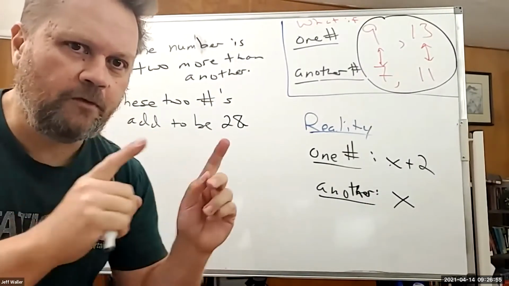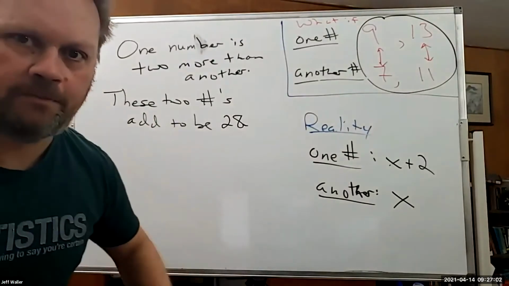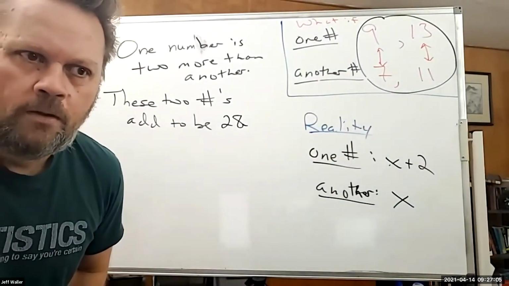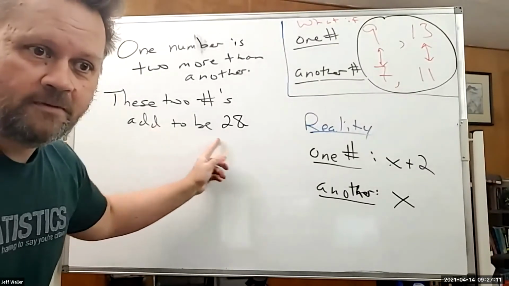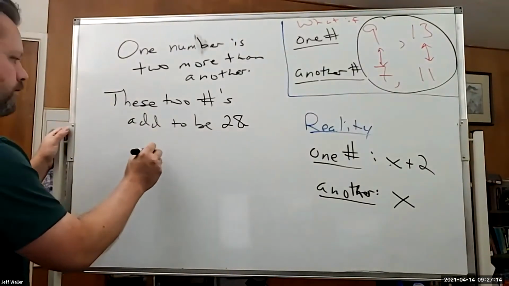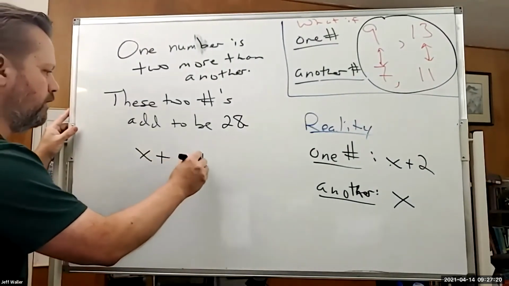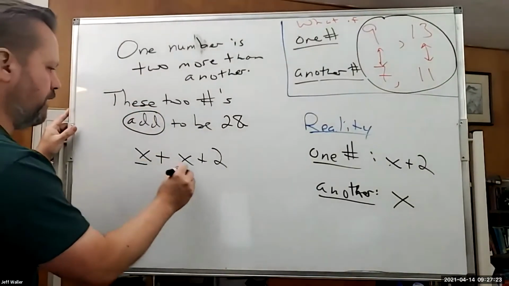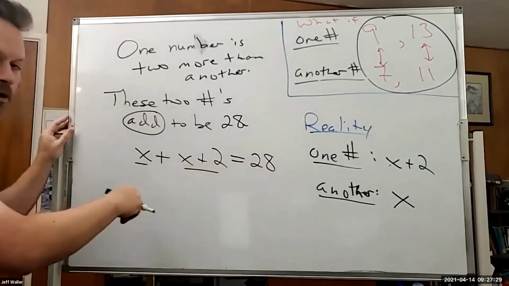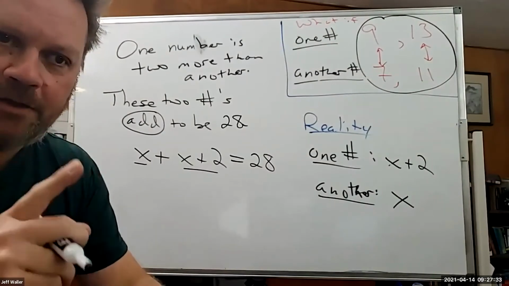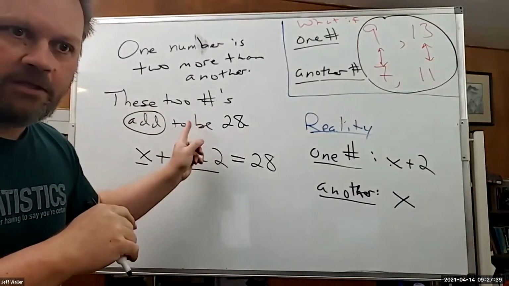I've given us some new information about the two numbers. What are these two numbers supposed to do based on the new information? They're supposed to add together to get 28. Now, Trisha's got the answer. Tell me, Trisha. X plus 2. Good. If I add the two numbers, x plus x plus 2 equals 28. That's why equations are the bread and butter of algebra, because I can create an equation from information somebody gives me.